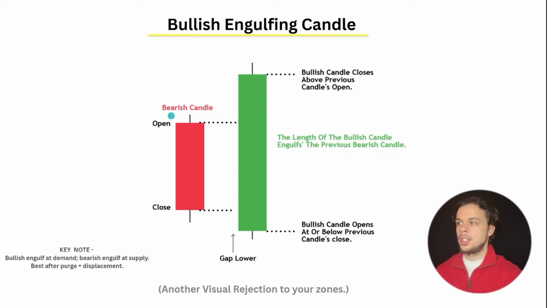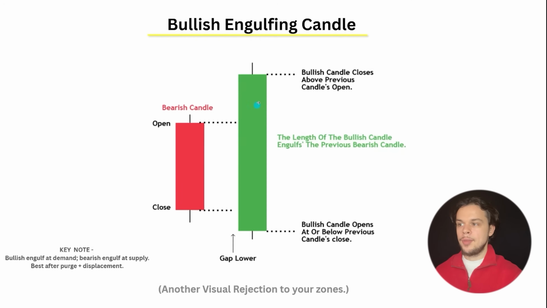So as you can see on the left here, we have a bearish candle. We have the close at the bottom and the open at the top. And then the next candlestick, we have a bullish engulfing candle, because this candle has closed above the previous candle's open. So we've closed above the bearish candle's open. And then what we can also see, the bullish candle opens at or below the previous close of the bearish candle. And then what you can see is you have this gap lower and a huge push up, which is actually representing that rejection to your zone.